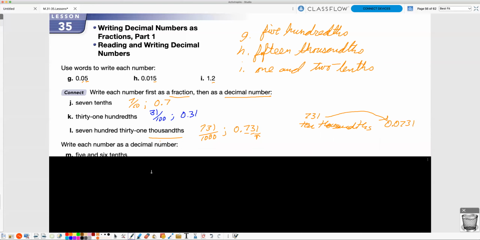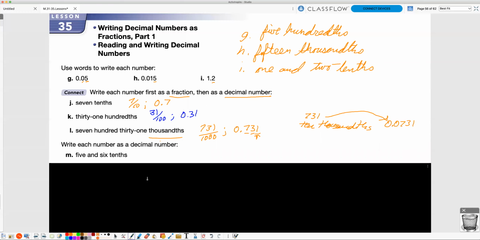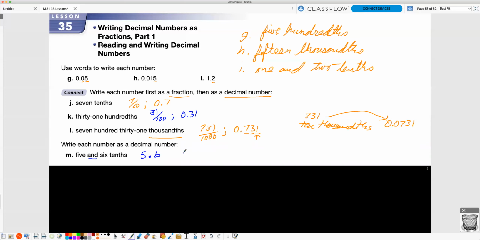Write each number as a decimal number. So 5 and 6/10. See, the and is a decimal, 5 is 5, 6/10 is 6 in the tenths place. If it said 5 and 6/100, then it would be 6 in the hundredths place. If it said 5 and 6/1000, that would be 6 in the thousandths place.